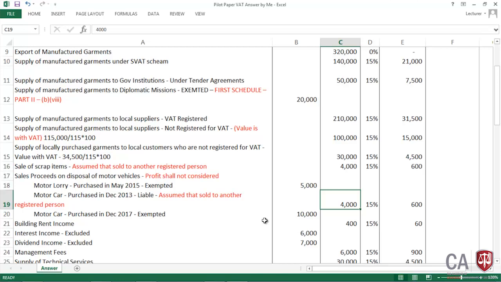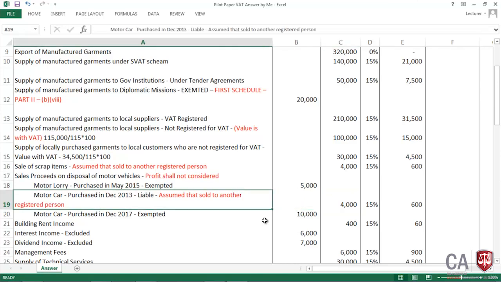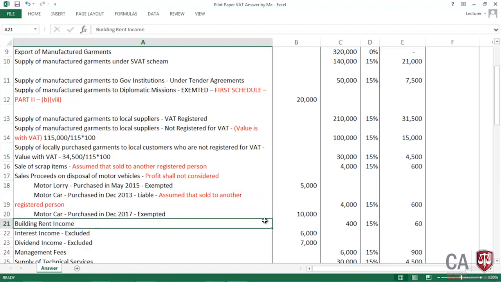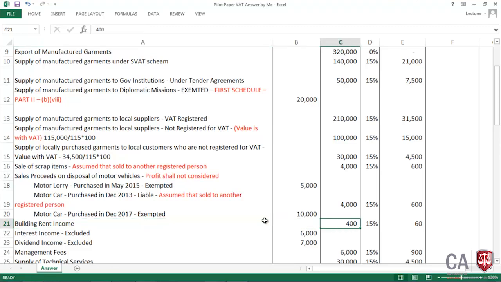we have taken, and here again I have put the assumption, motor car purchased in December 2013, it is liable, assume that sold to another registered person. If this has not been sold to another registered person, it should be under the inclusive basis. If this is sold to a registered person, it should be directly 15% VAT. These kinds of assumptions, please put in your answer script. Where you are not sure within the law, please put these assumptions. Then, building rent income, it is liable for VAT, 400 into 15, it's 60.